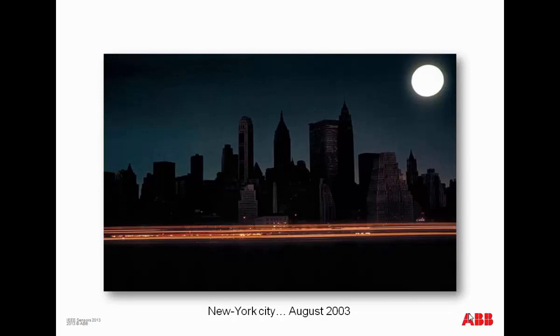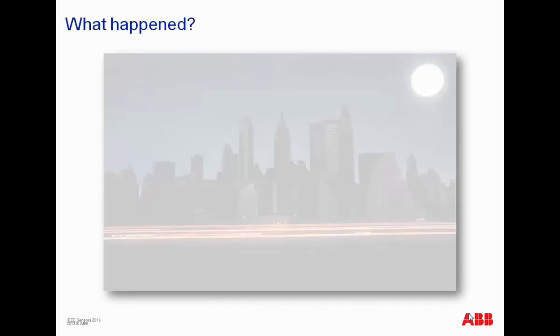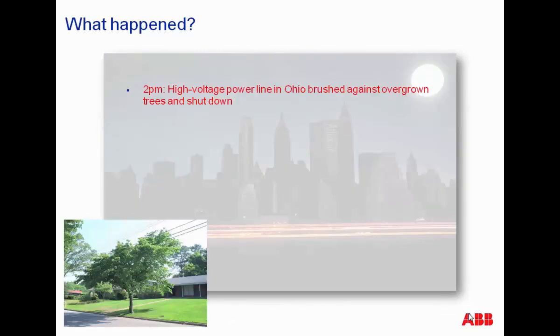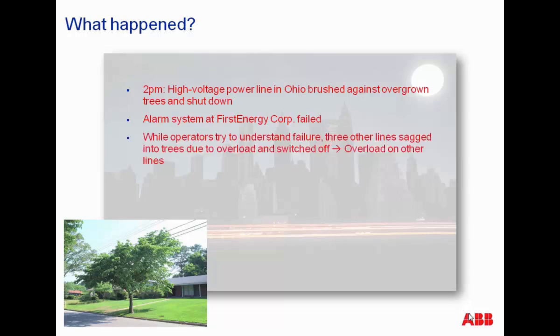What happened in 2003 was the following thing. In the afternoon, there was a tree in Ohio that brushed a high voltage line. And this led to a succession of events that were not great for the power grid. So essentially, there was an alarm system that failed at the power company. And the operators tried to understand the reasons why they had a failure while having no alarm.